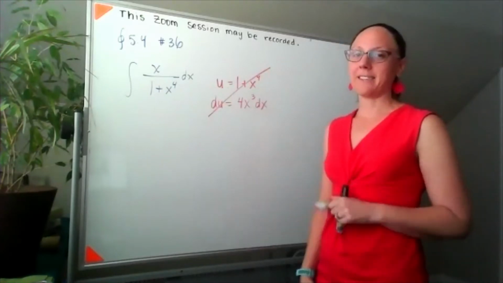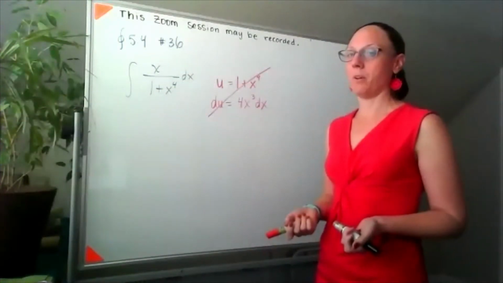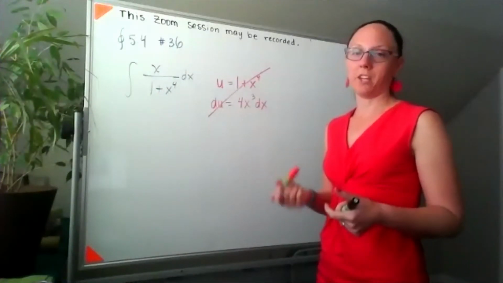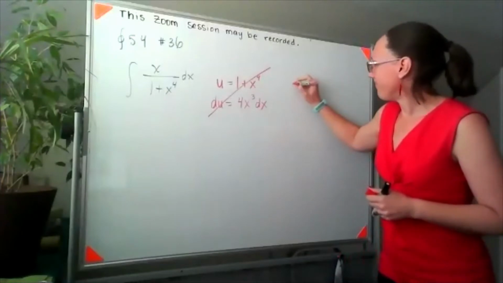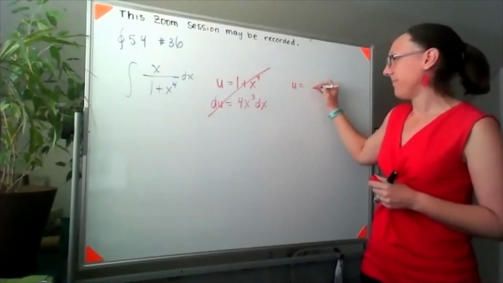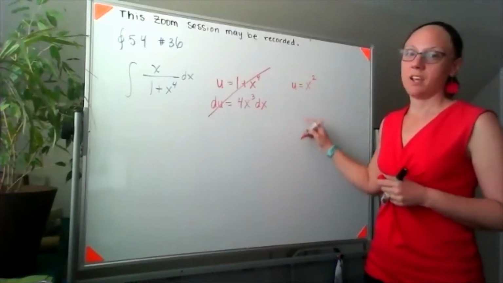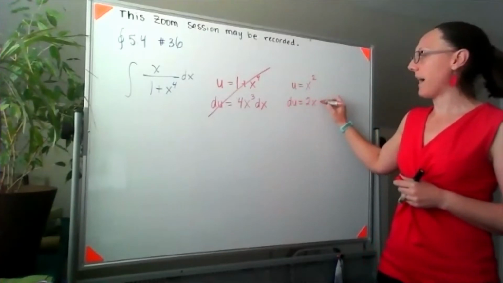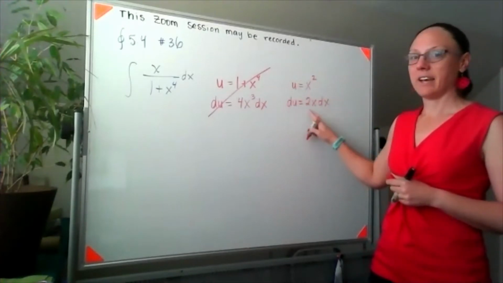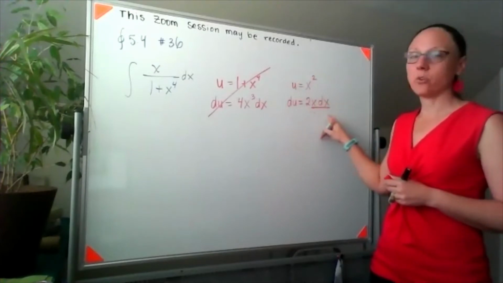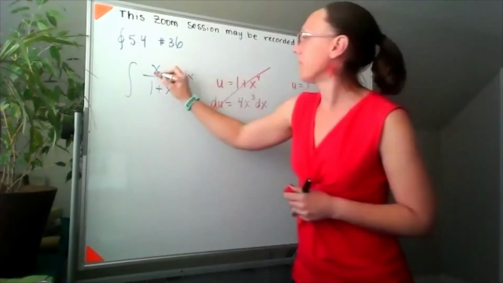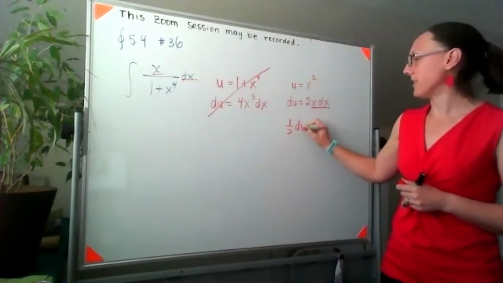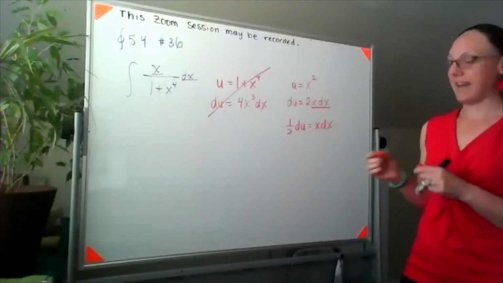My next step is to think about, well, I do have an x on the top. If that's going to be du, what would that mean u is? Well, if u were x squared, then du would become 2x dx. And I don't have that 2. I do have the x dx. Which would make 1/2 du equal to x dx.